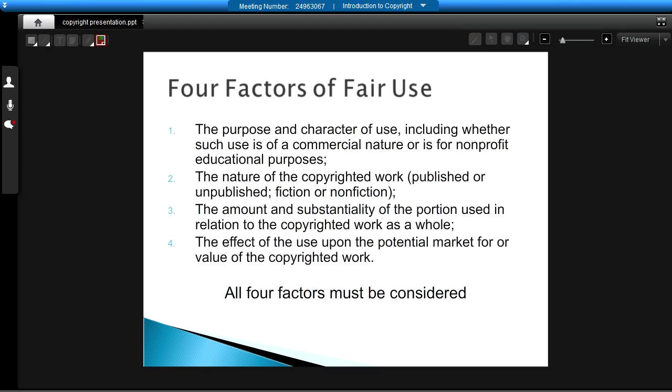Okay, the second element of number 2 is whether or not something is fiction or nonfiction. So which of those do you think, if you were to use it, you would have a stronger fair use claim? If something were fiction or nonfiction?